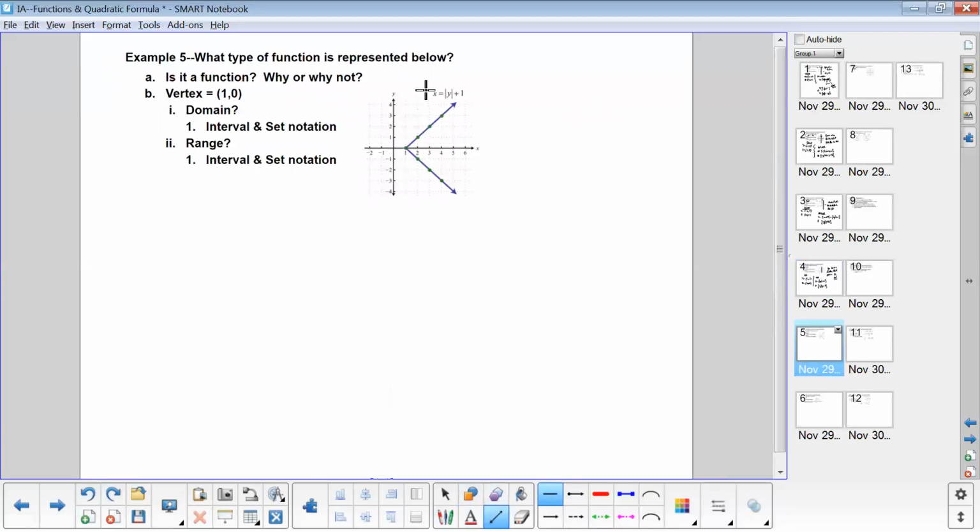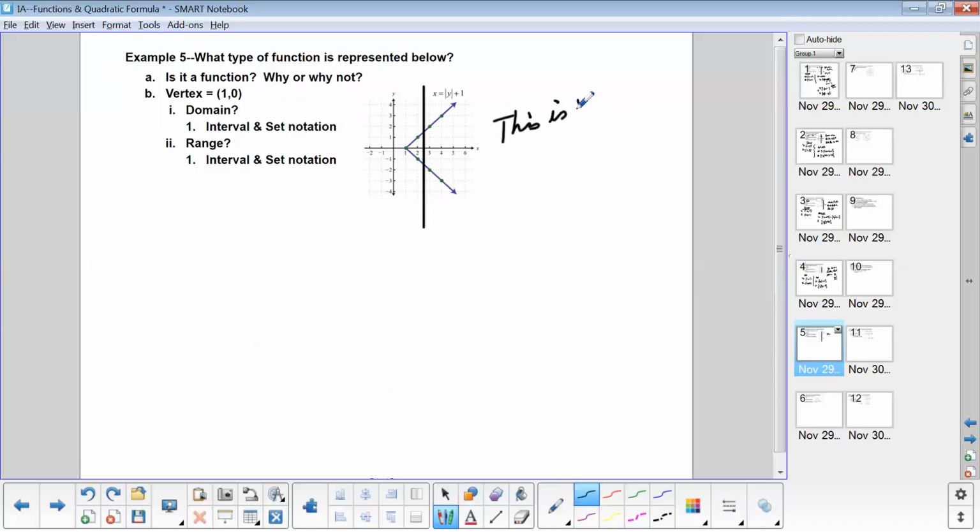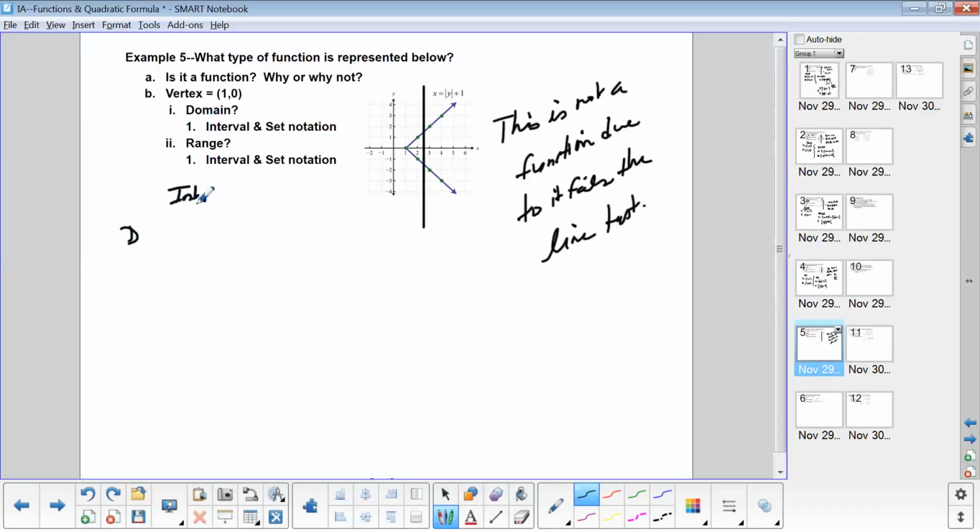This graph, when you check, does fail the line test. So this is not a function, due to it fails the line test.